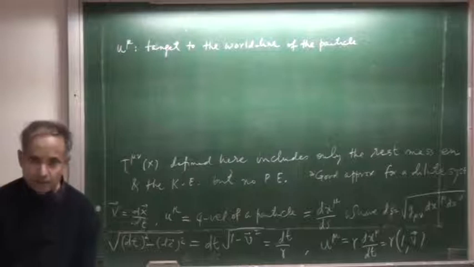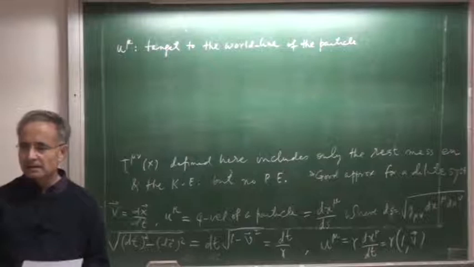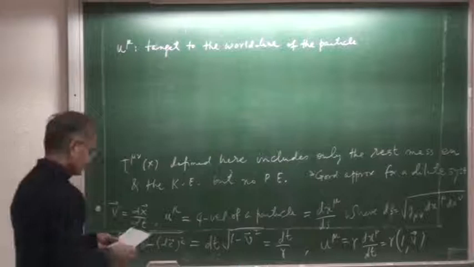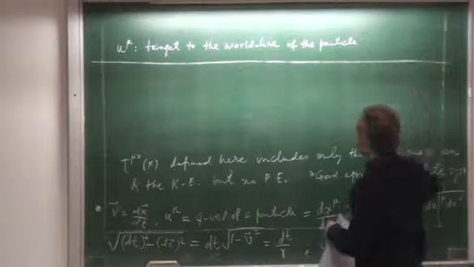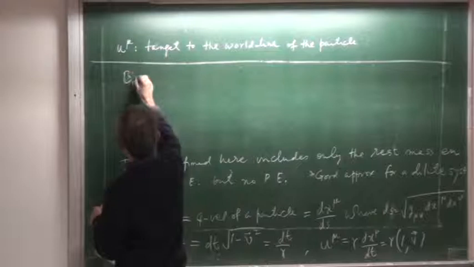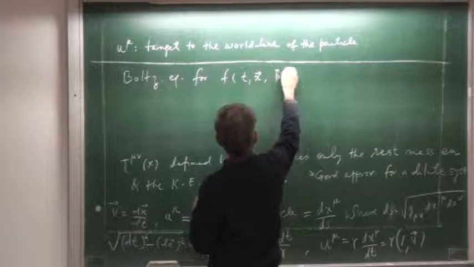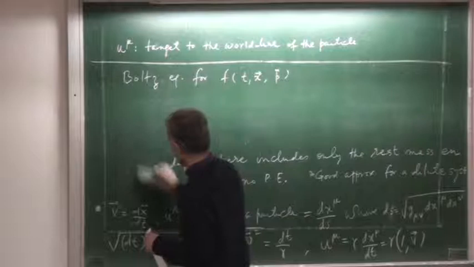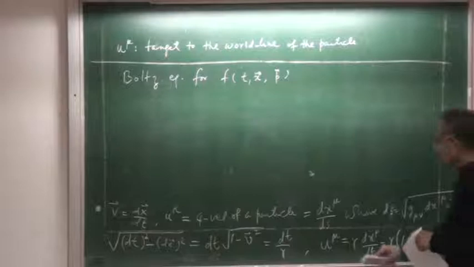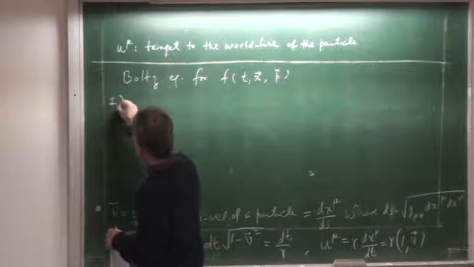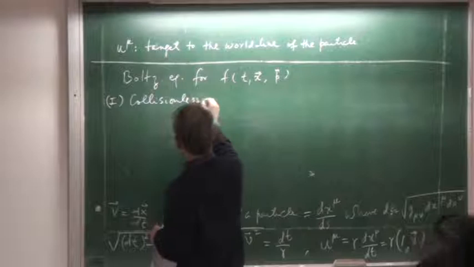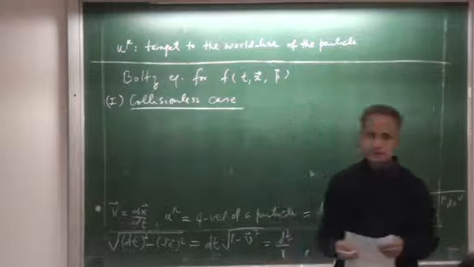I have written various macroscopic quantities like energy density, momentum density, entropy, in terms of this f, which is the density in the phase space. First, I will consider the collisionless case. Switch off all collisions between the particles.